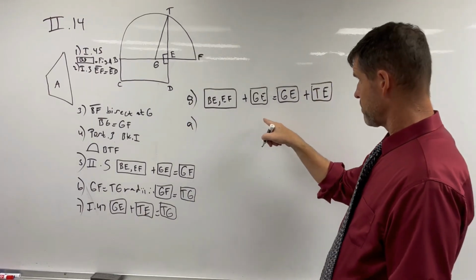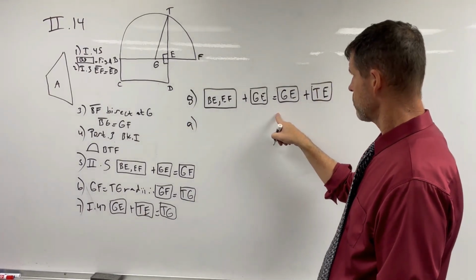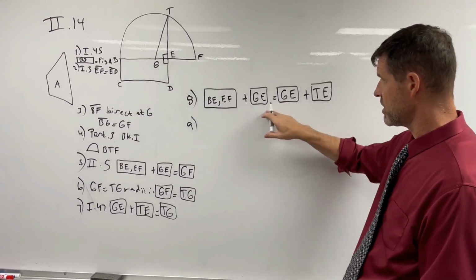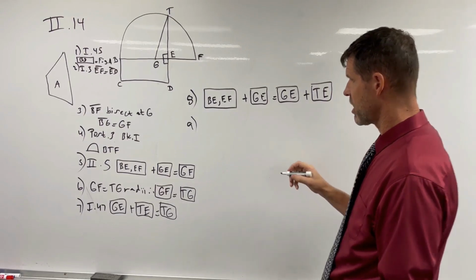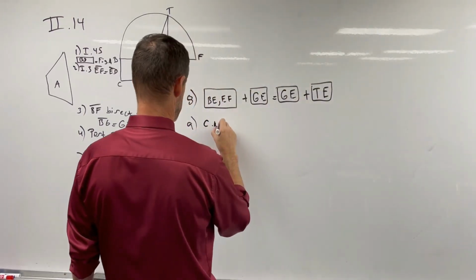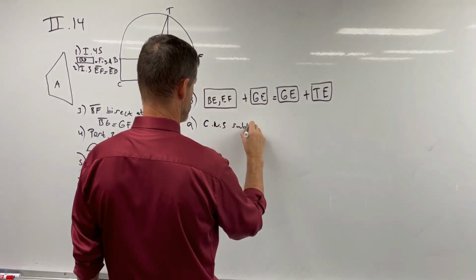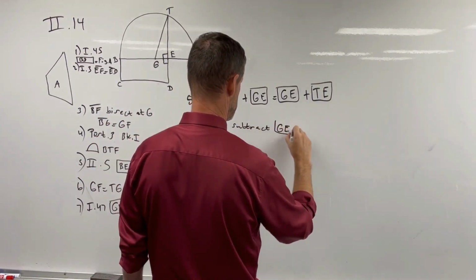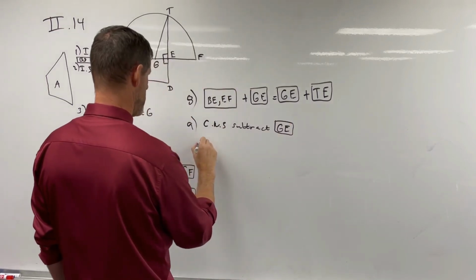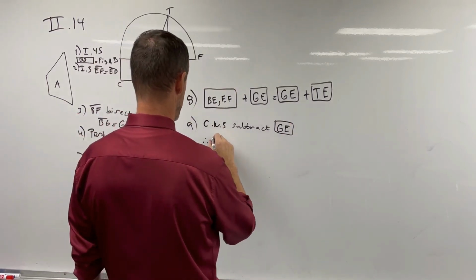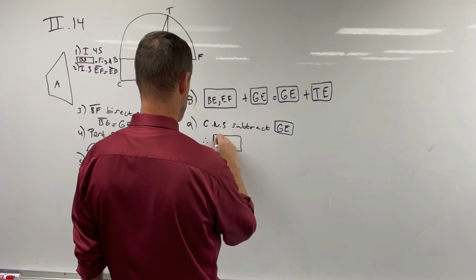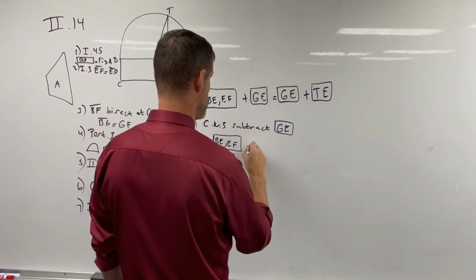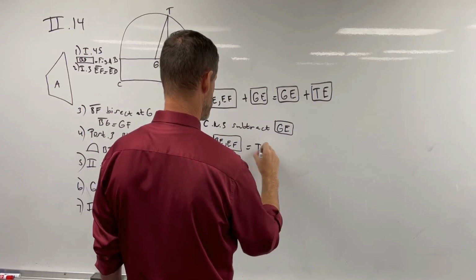And now we're going to use Common Notion 3, which states that equals subtracted from equals makes equal, so we're going to subtract the square on GE from both sides of our equation in step 8. Subtract GE squared, and therefore we're going to have the rectangle BE, EF equaling the square on TE.